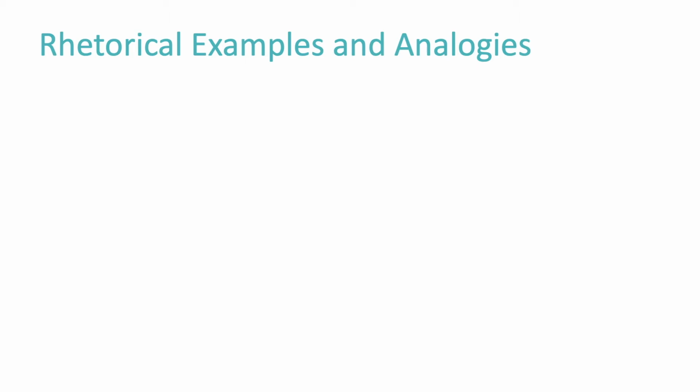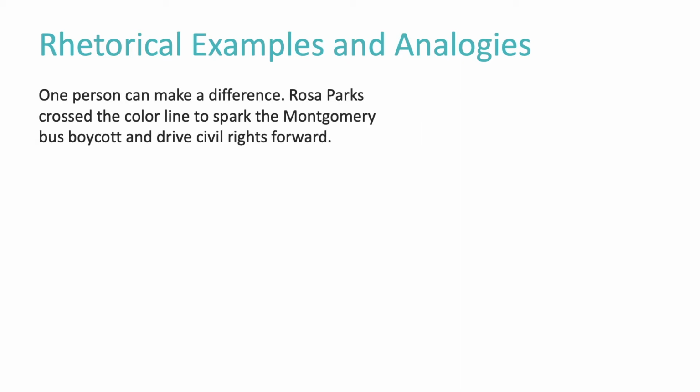Rhetorical examples address specific instances, but unlike the numerous examples that lead to inductive generalizations, they rely on similarities between one specific case and another. These can be real or fictional, and commonly draw on historical examples or well-known stories. For example, one person can make a difference. Rosa Parks crossed the color line to spark the Montgomery bus boycott and drive civil rights forward.